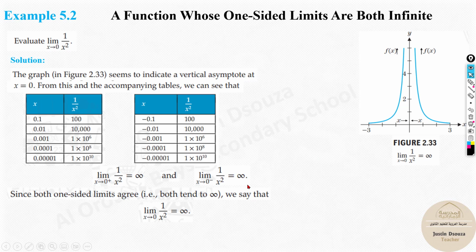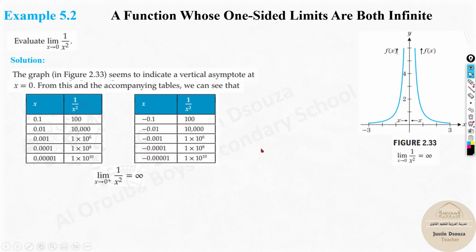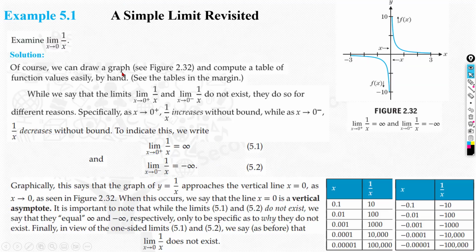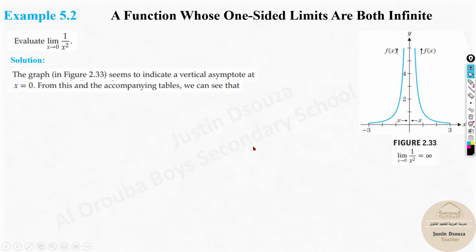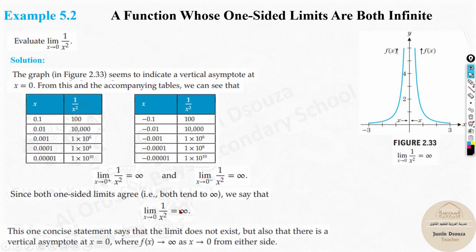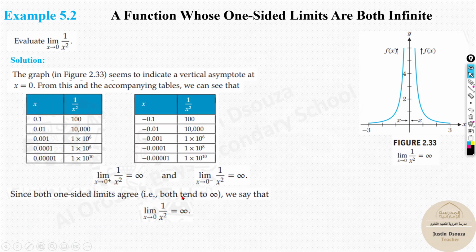Now here, does it exist? No, the limit does not exist. One second, let me go back over here. Here 1 by x, as x tends to 0, the limit does not exist. If there are two different limits, it does not exist, right? We have done this in the previous lessons. Here also, the limit does not exist. But look over here, what is written? The limit is written as infinity, right?